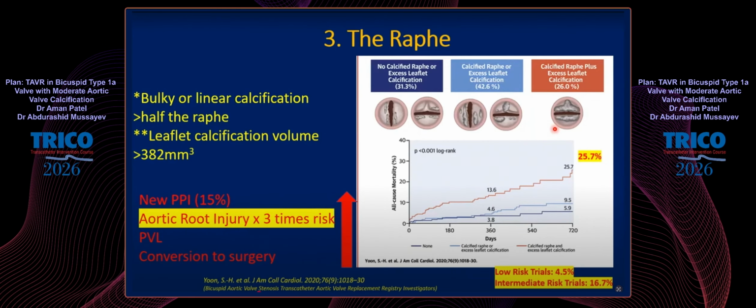So such patients who have a dilated aorta should ideally be treated with aortic valve plus aortic root replacement. You consider TAVR only if they are prohibitive risk for surgery. When there is excess raphe or leaflet calcification, there is a high probability of asymmetric valve expansion, paravalvular leak, as well as annular rupture. Next slide.